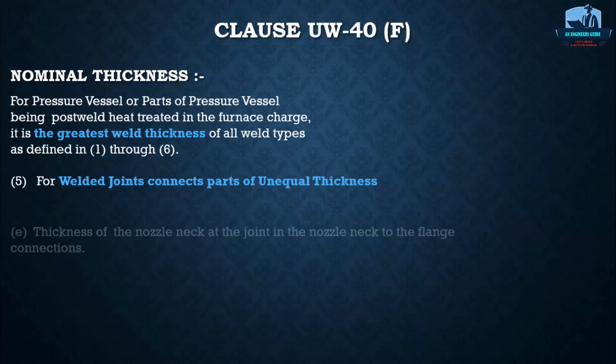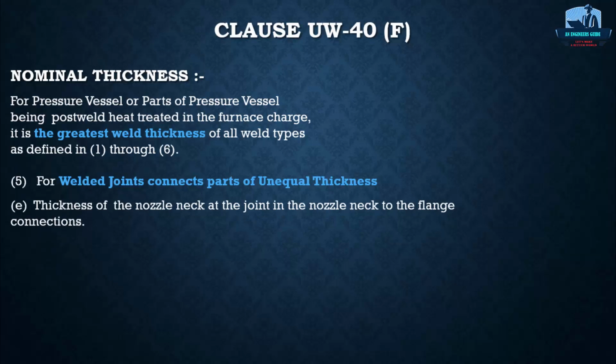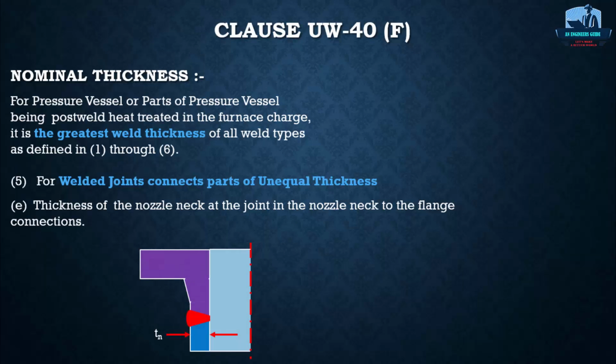Now let's move towards point number 5e. Point number 5e says the thickness of the nozzle neck at the joint in the nozzle neck to flange connection. When we have to weld the nozzle flange with the nozzle neck, the thickness of the weld will be equal to the thickness of the nozzle neck. In such a case, the nominal thickness will be the thickness of the nozzle neck.